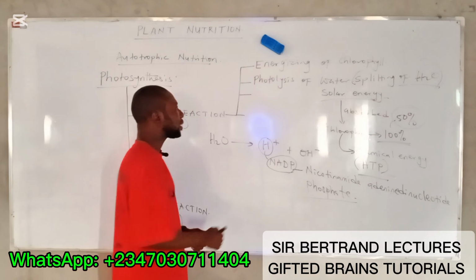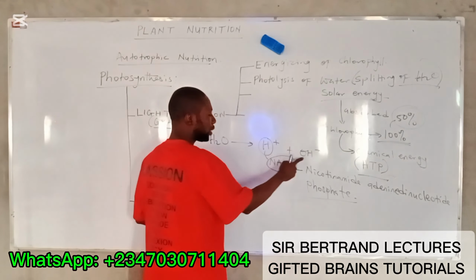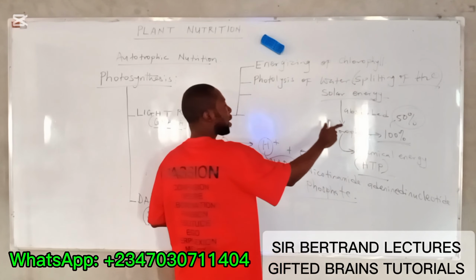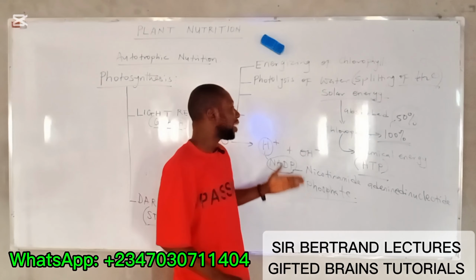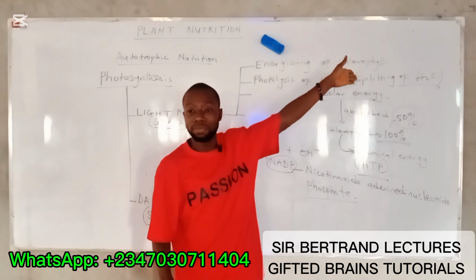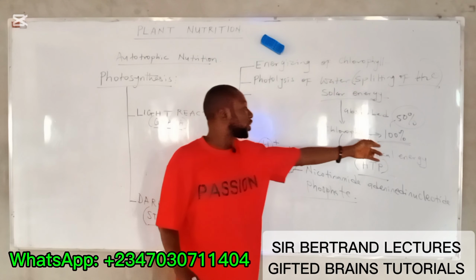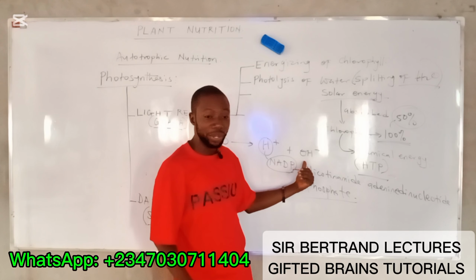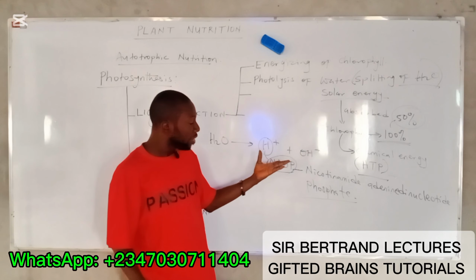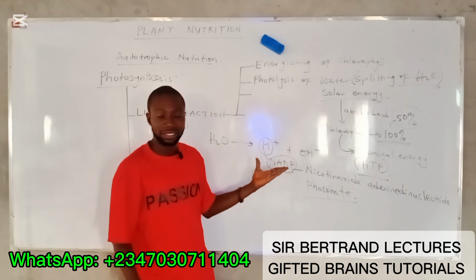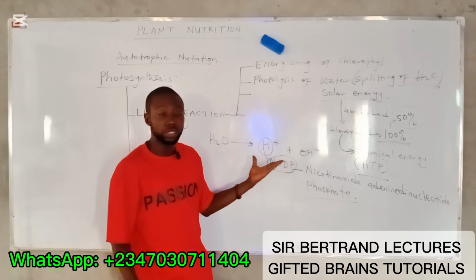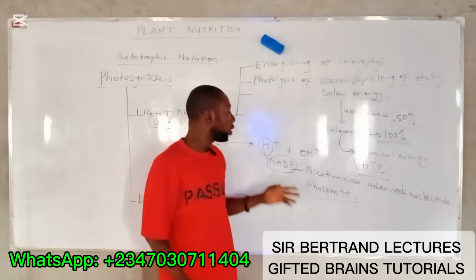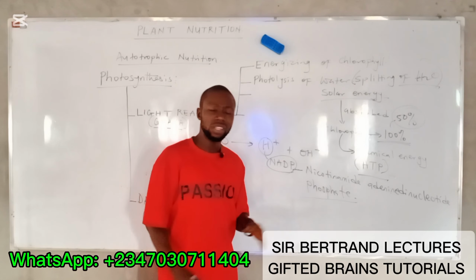The water is split into hydrogen ion and hydroxide ion by the 50% of the energy gained by chlorophyll. That means if chlorophyll is not in green plant, there will be no energy used to split the water molecule into hydrogen ion and hydroxide ion. You see where chlorophyll plays a very important role in photosynthesis. It plays a very vital role here because without chlorophyll, there will be no energy to split the water molecule into hydrogen ion and hydroxide ion.